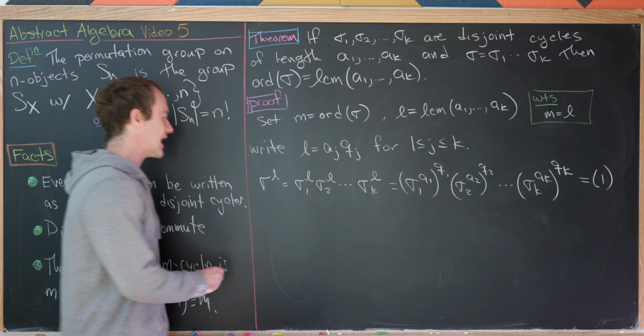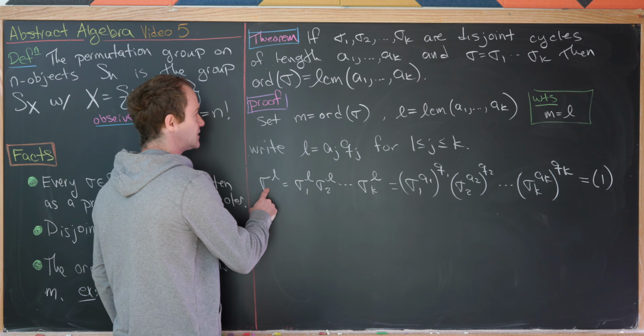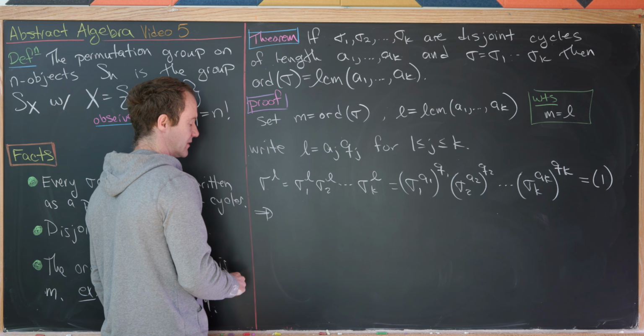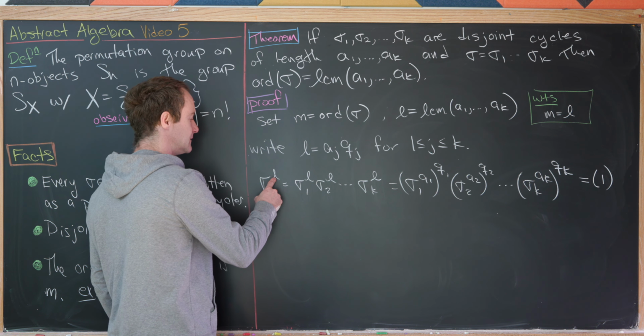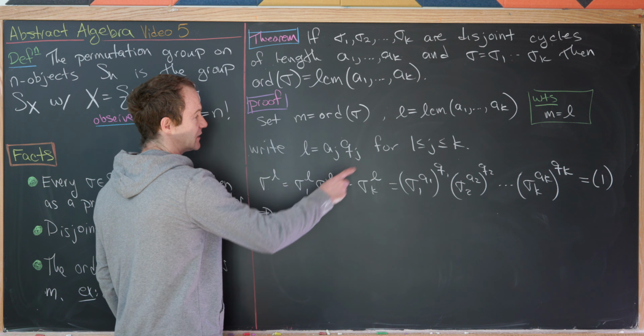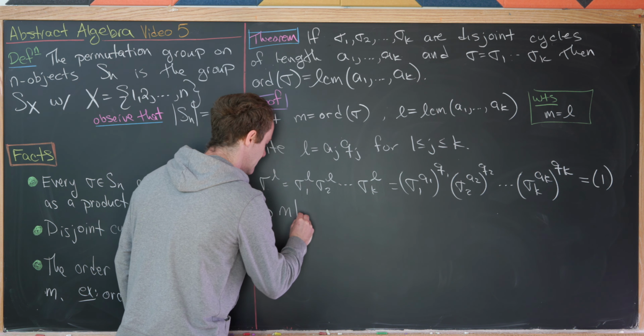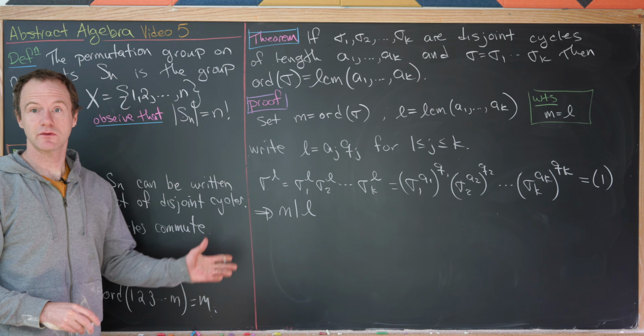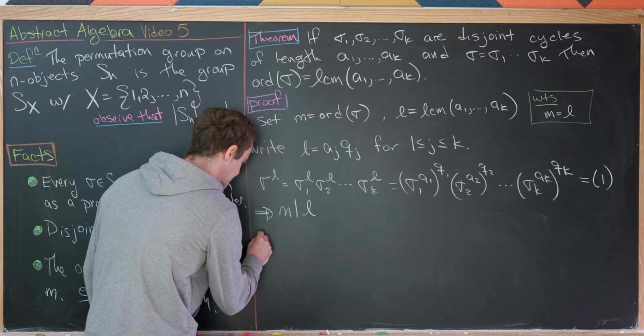But now we can apply our previous lemma. So if m is the order of sigma and sigma to the L is equal to the identity, that tells us that m divides L. So now let's move on to the next part of this proof.